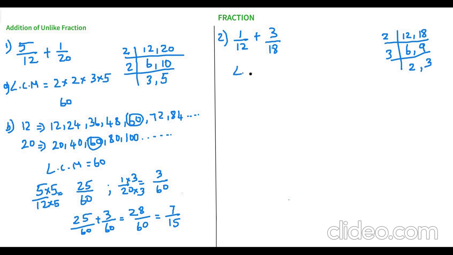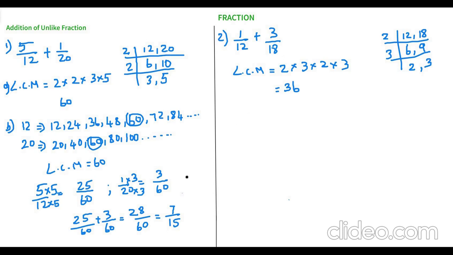So now the LCM is 2 times 3 times 2 times 3. I've written all the numbers: 2, 3, 2 and 3. So now let's multiply this. 2 times 3 is 6. 6 times 2 is 12. 12 times 3 is 36. So now we have got the LCM of 12 and 18 as 36.